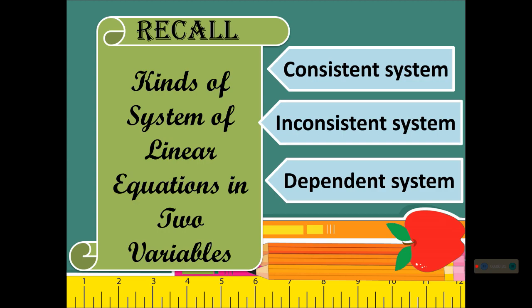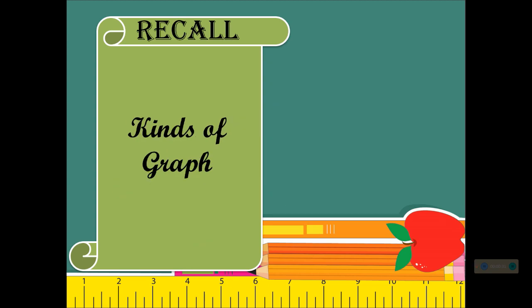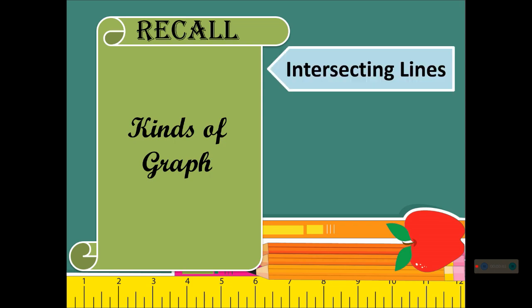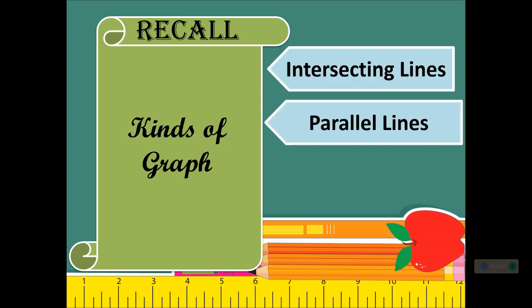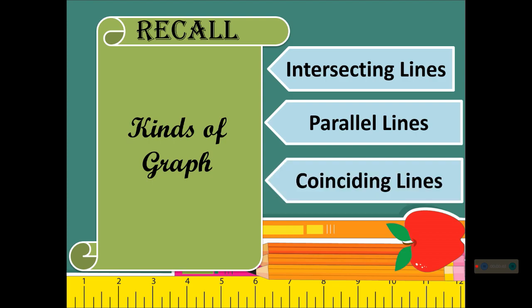Then we also discussed the kinds of graph that we obtain if we graph the equations in the given system. Can you give those three? Yes, they are intersecting lines, parallel lines, and coinciding lines.